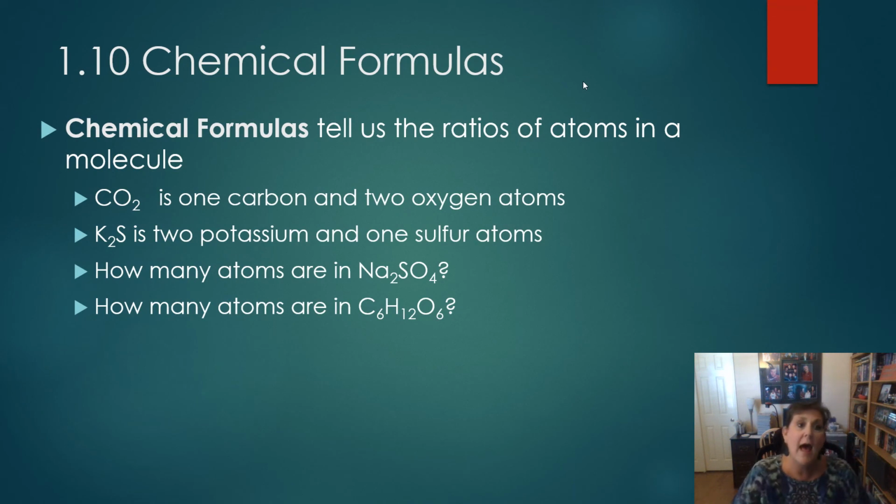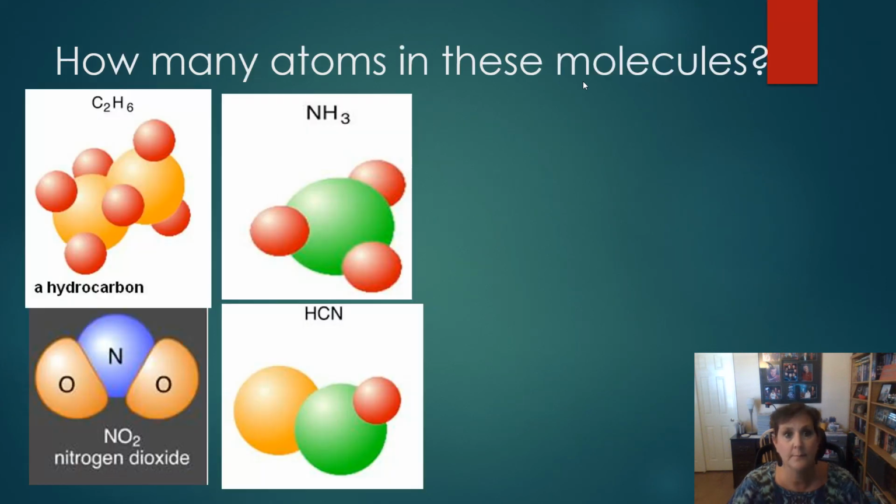7 atoms in Na2SO4. How about how many atoms are in C6H12O6? So that would be 6 plus 6 is 12, plus another 12 is 24. So 24 atoms are in C6H12O6. How many atoms are in these molecules? C2H6. Well, 2 plus 6 is 8, yeah.